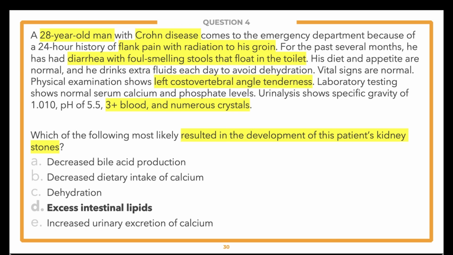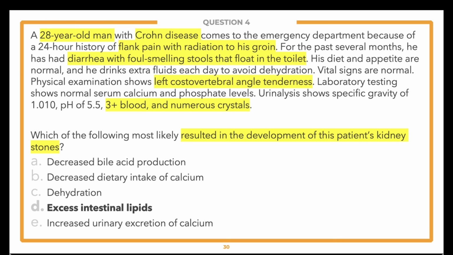Fat loves to bind to calcium. That's what we've known all the time. Every time we put a bunch of fat somewhere, calcium loves to bind to it. Okay, that's just how the chemistry of it works. Calcium likes fat. You've got to build that to memory.